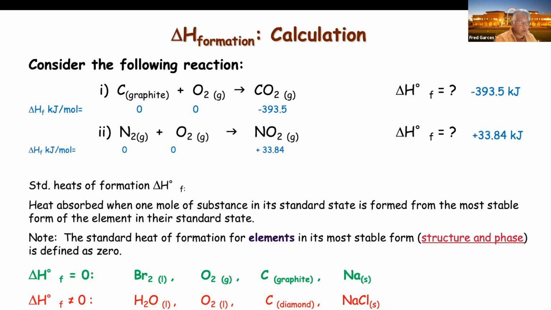What is not 0 is water. Why? Because water is not a pure element. It's got hydrogen and oxygen. Oxygen liquid, yeah, it's a pure element, but at 25 degrees, it's not a liquid, it's a gas. Carbon graphite is not the most abundant form for carbon. And sodium chloride, again, that has 2 elements that are involved. It's not a pure element. So these will actually have a delta H formation that is non-zero.